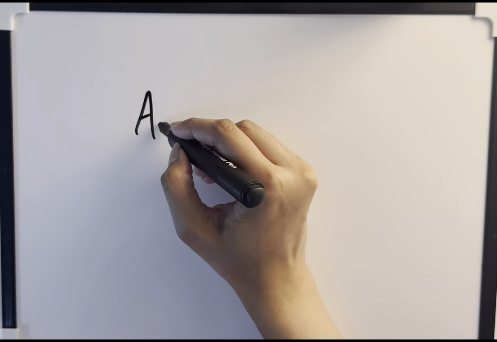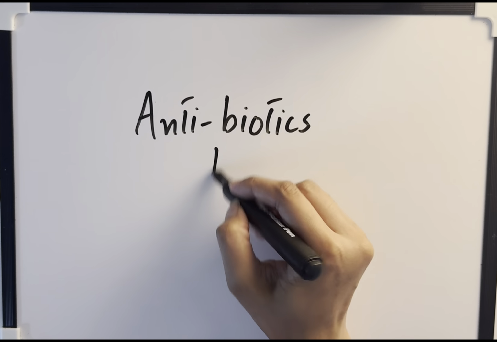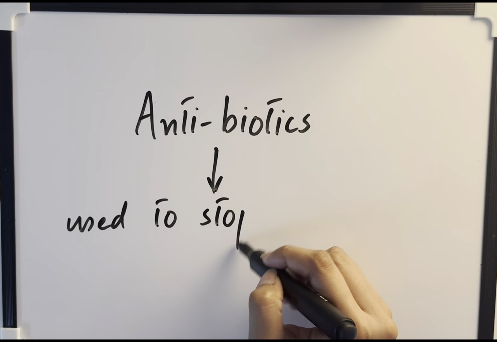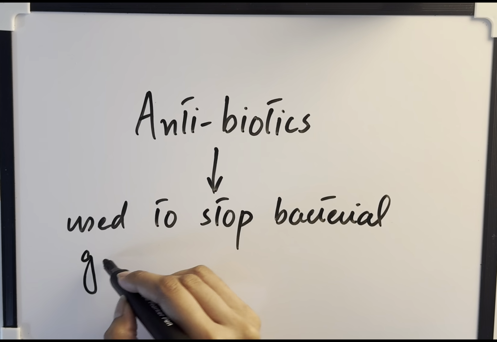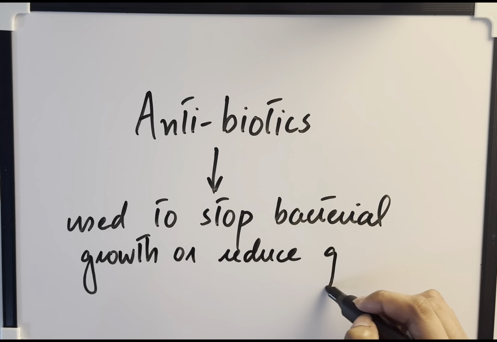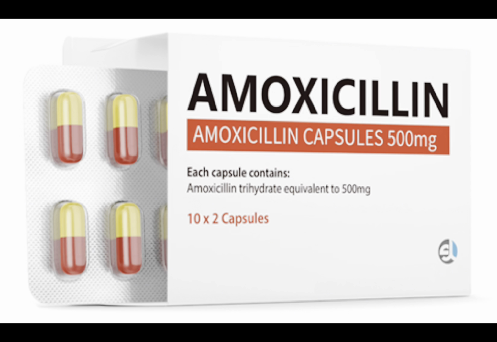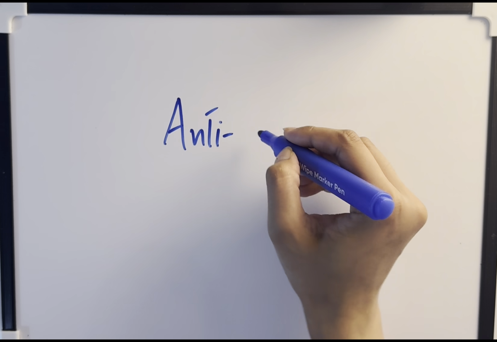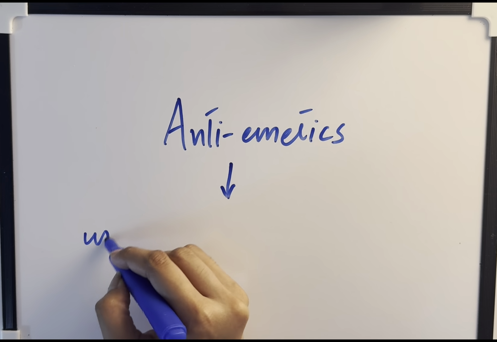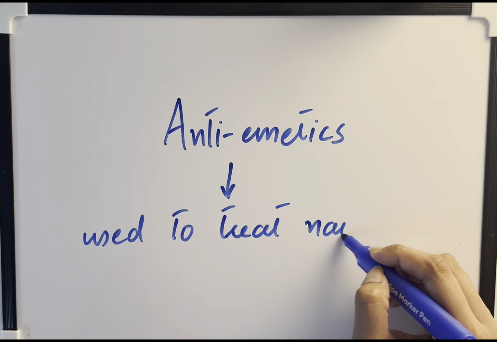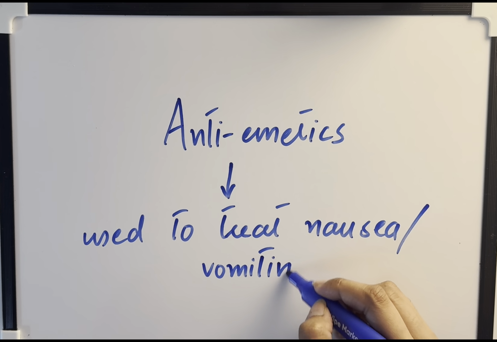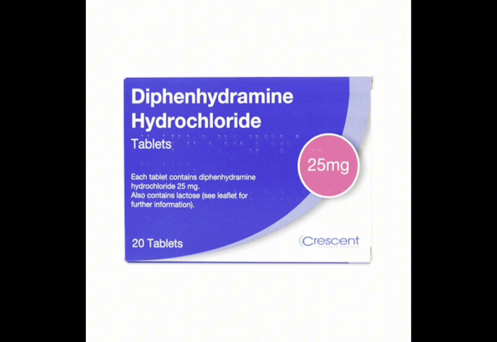The next one is antibiotics. The medicines that are used to reduce growth or stop growth of bacteria are antibiotics. The most common example is amoxicillin. Next one is antiemetics. The medicines that are used to relieve nausea or vomiting. The most common example is diphenhydramine.